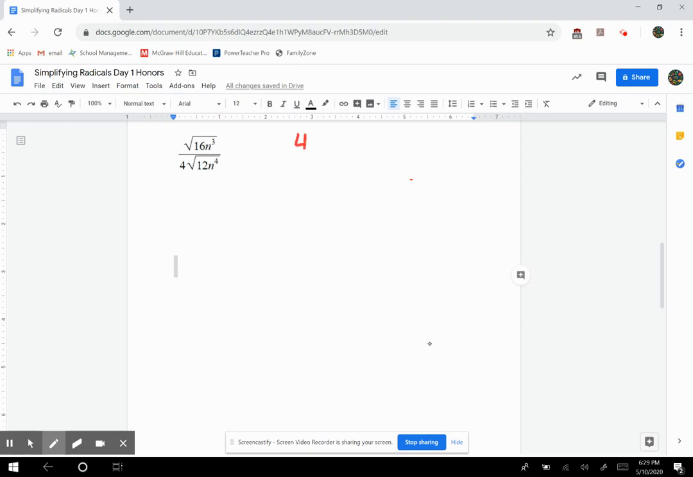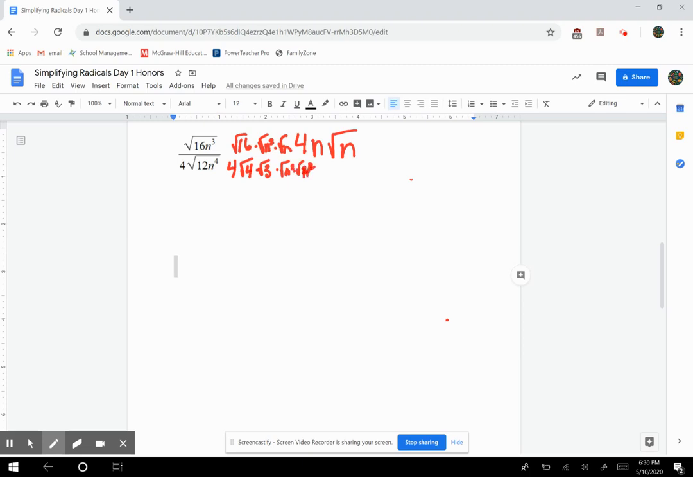So we'll have 4. The square root of n cubed becomes n square root of n, because that was the square root of 16 times the square root of n squared times the square root of n. The bottom, you have your 4. Your 12 becomes the square root of 4 times the square root of 3, and this becomes times the square root of n squared times the square root of n squared, right?